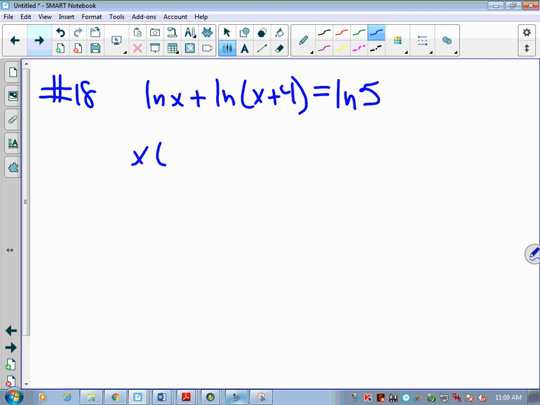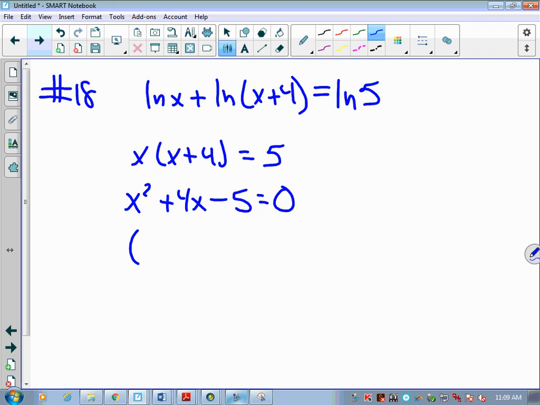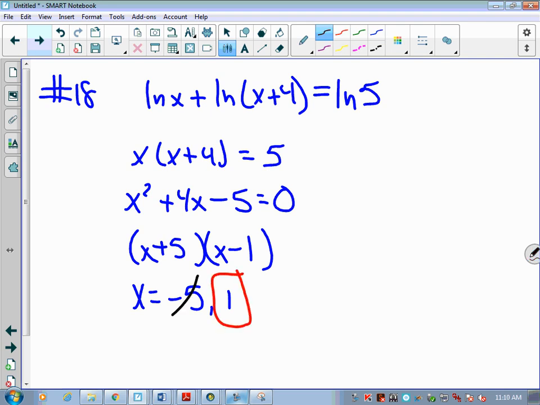So we've got x times x plus 4 equals 5, x squared plus 4x. We're going to subtract 5, minus 5 equals 0. We know we should get a 5 and a 1. Positive 5, negative 1. x equals negative 5 or 1. x equals 1 and not negative 5 because that would force it into a negative. So 1 is my answer.